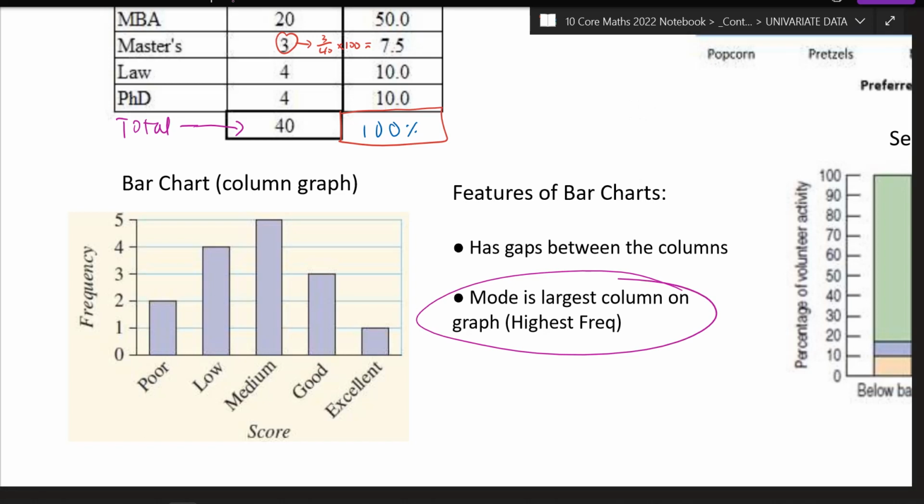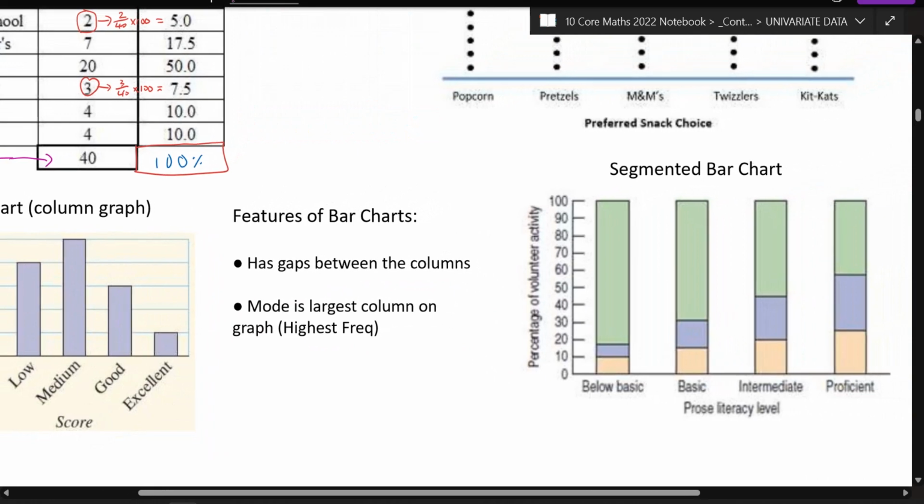Yeah, so the most recurring. Yep, thank you. It's the most recurring number. Okay, so if you are translated to a bar, it's the one that has the highest bar because it's the most recurring. Okay. Lastly, segmented.